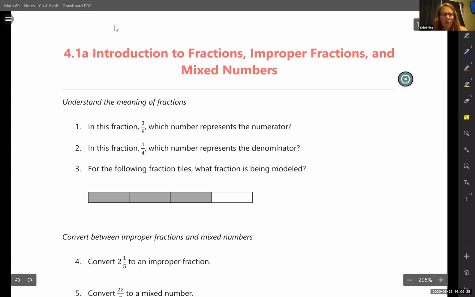Voila. All right, so here we are with 4.1. All these toolbars are on my screen, I can't read. There we go. 4.1, Introduction to Fractions, Improper Fractions, and Mixed Numbers.